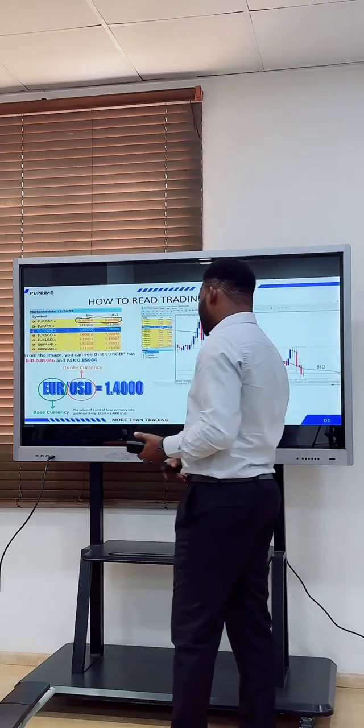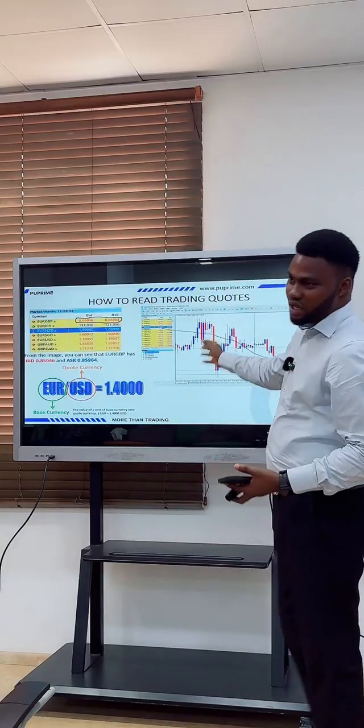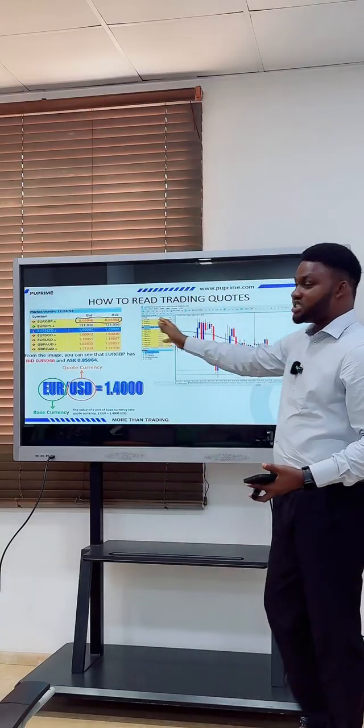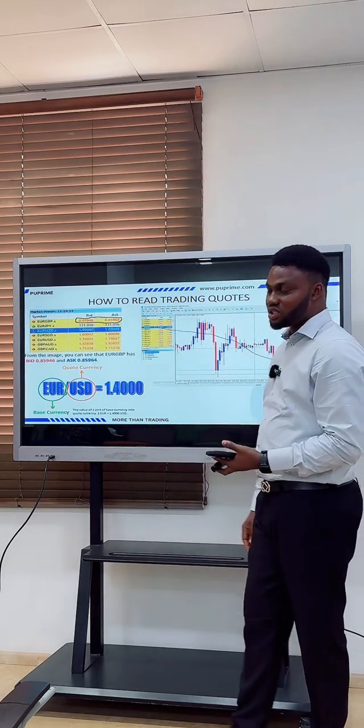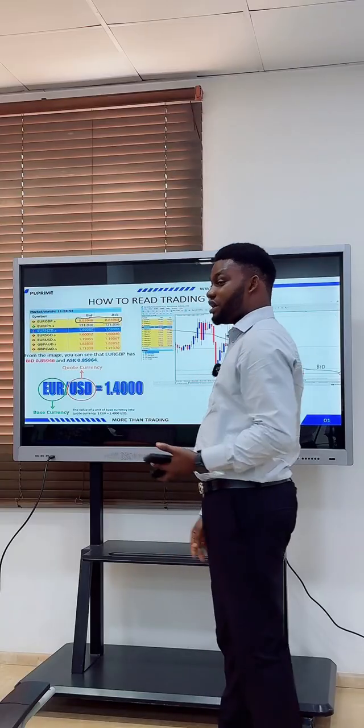Let's move on. So let's use this now. If you open, this is how it's going to look. The bid is the price you are willing to sell at as a trader, and the ask price is your buying price.